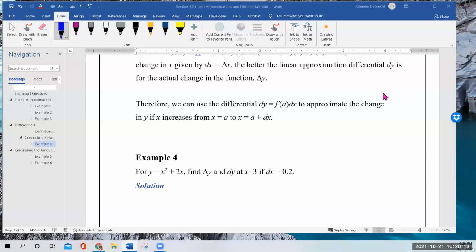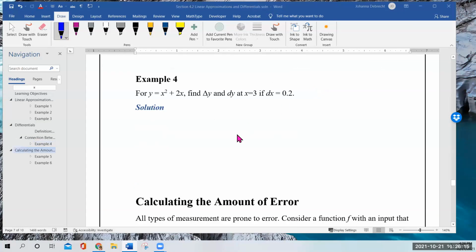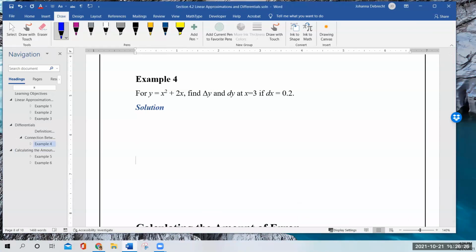Looking at example 4, what we have is y equal to x squared plus 2x. We want to find delta y and dy at x equal 3 if dx is 0.2. In order to do this, what is delta y? Delta y is the true change in the y value on the function f of x equals x squared plus 2x.